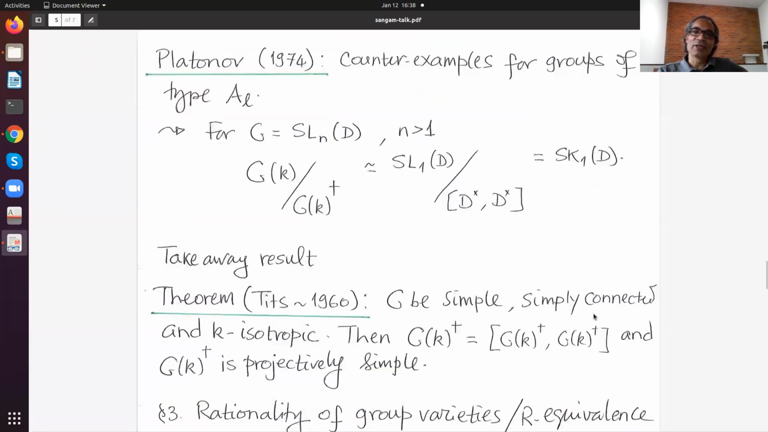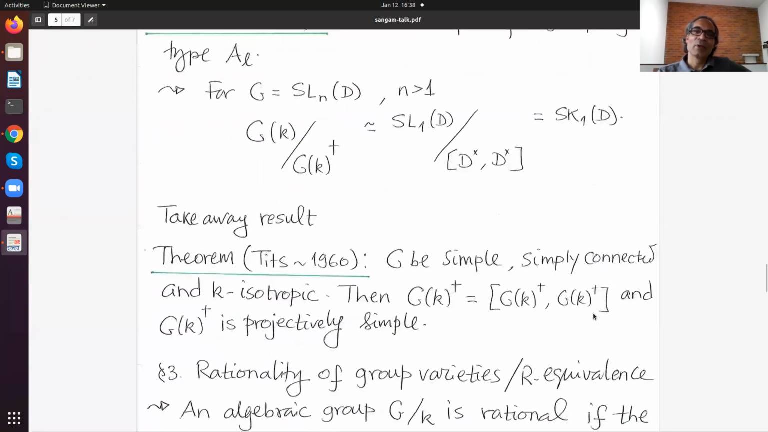So there is a takeaway result for group theorists here. Remember, an algebraic group is simple. The definition is a bit tricky because you just want to talk about connected normal subgroups. For example, SL_N you allow to be simple even though it has finite center. So you forget that. You should look at only connected normal subgroups. They shouldn't exist. So let's take a simple, simply connected and isotropic group.